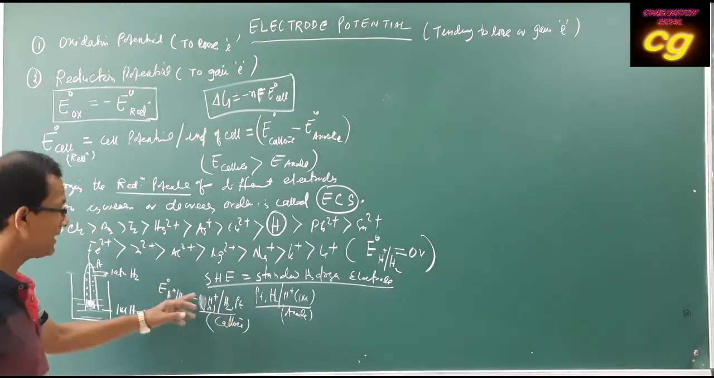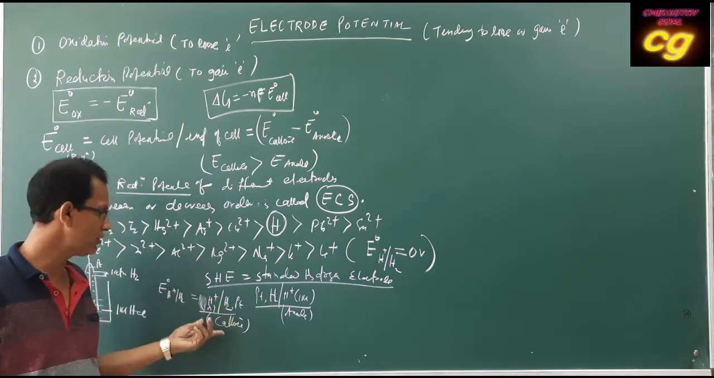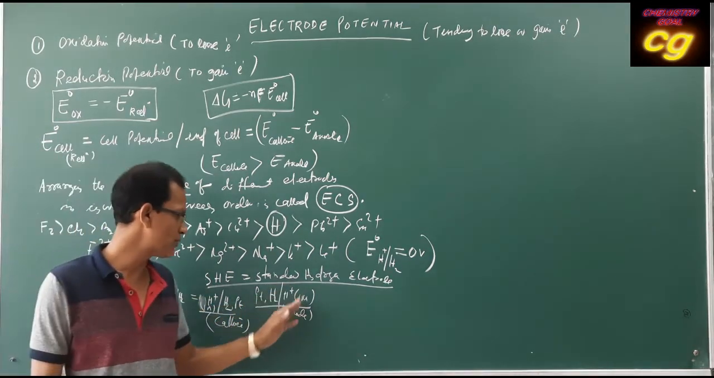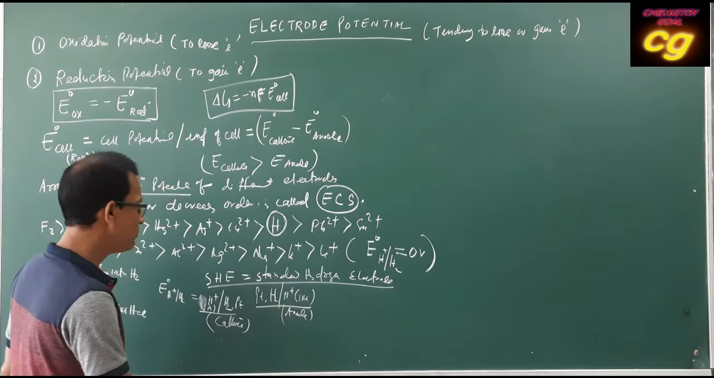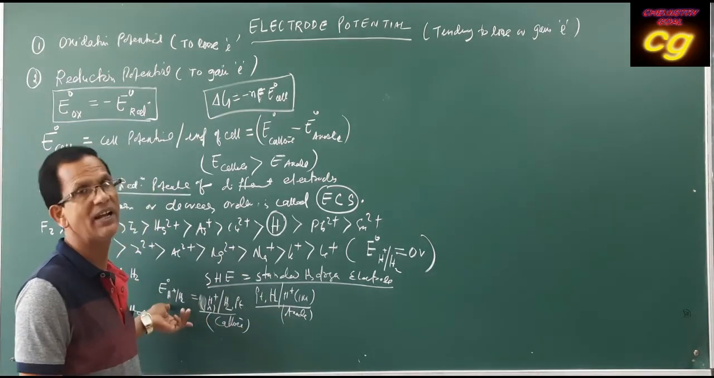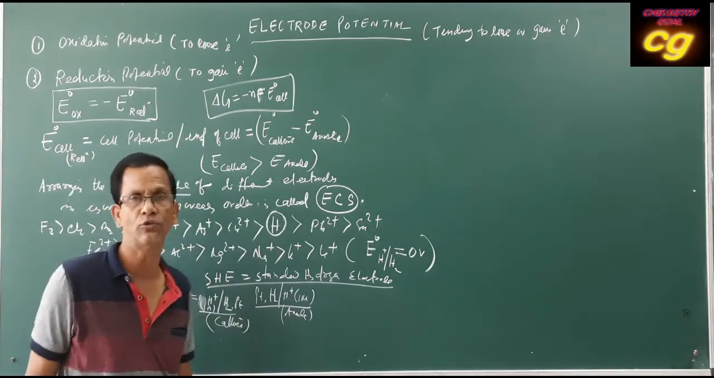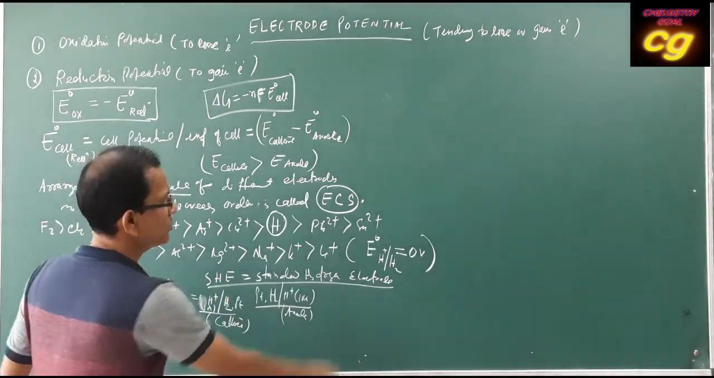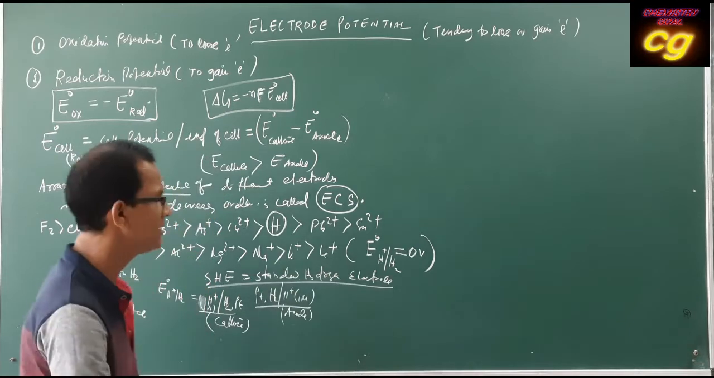What does it mean? H plus to H2 is reduction, so it acts as a cathode. H2 to H plus acts as anode. So this is the representation of the anodic and cathodic expressions of SHE, the standard hydrogen electrode. Both potentials will be taken as 0.